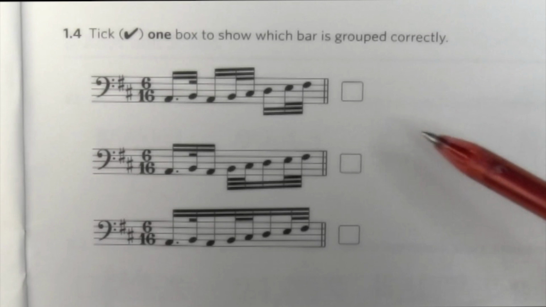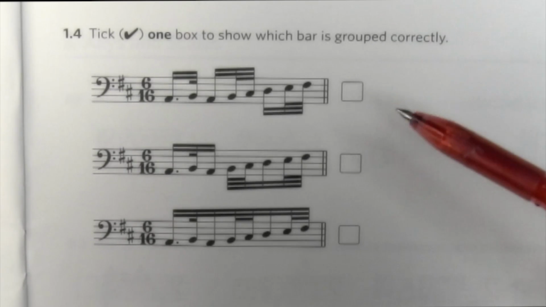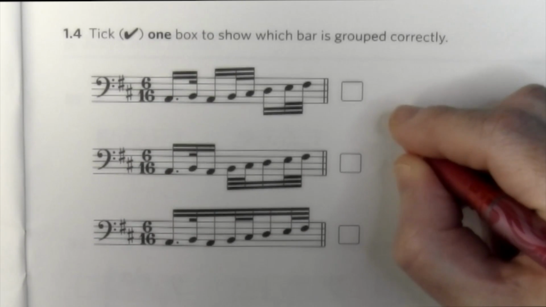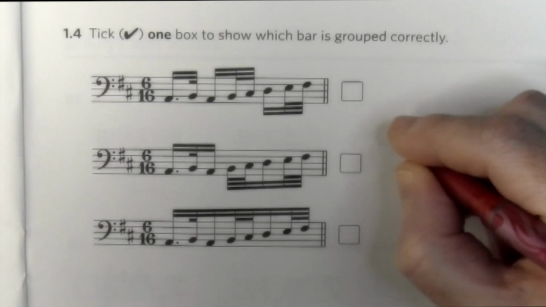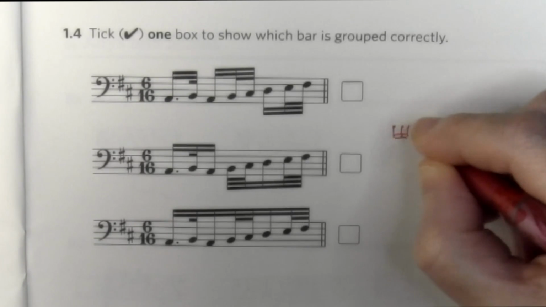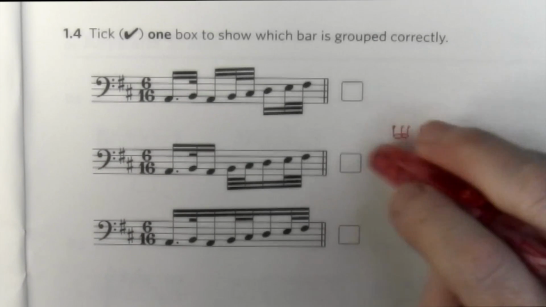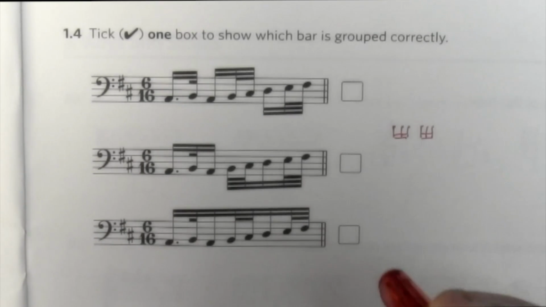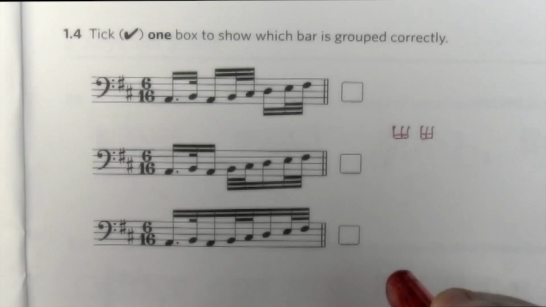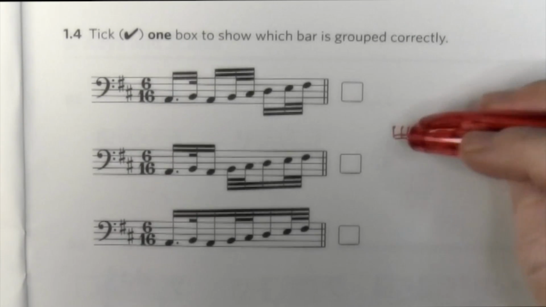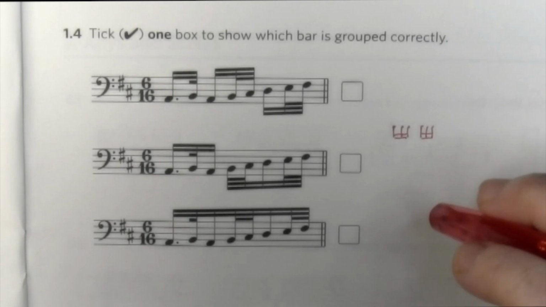Exercise 4. In exercise 4, we need to tick the box that shows the bar that is grouped correctly. We are in 6/16, which means that we have 6 semiquavers grouped in 3 because this is a compound time. So again, 2 movements of the conductor, 1, 2, with 3 subdivisions. 1, 2, 3, 1, 2, 3, and each subdivision is a semiquaver.